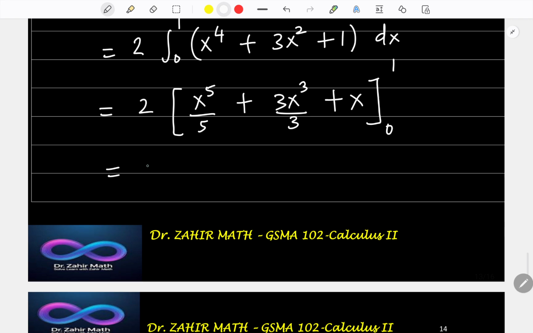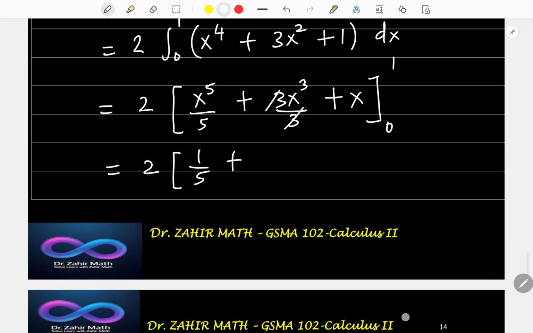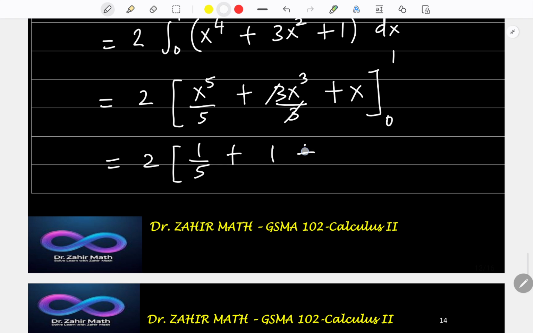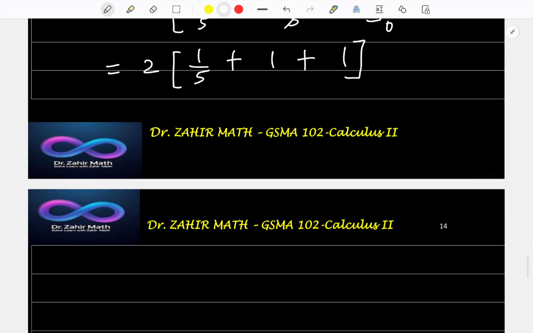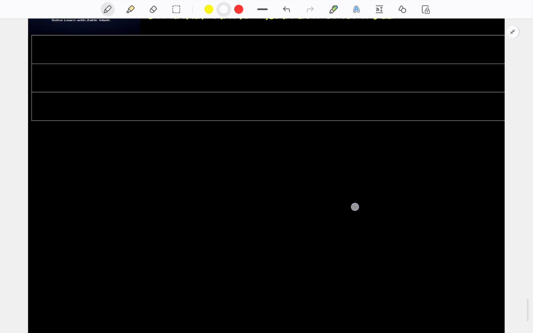So you put the limits, upper limit and lower limit. For 0 it's easy, no need to put. So this is 1 over 5 and the 3 gets canceled. And 3x cube by 3 becomes 1, plus 1. Put everything in the calculator and you are going to get 22 divided by 5. Just stop the video and put it in the calculator. Right, let's go to the next question.